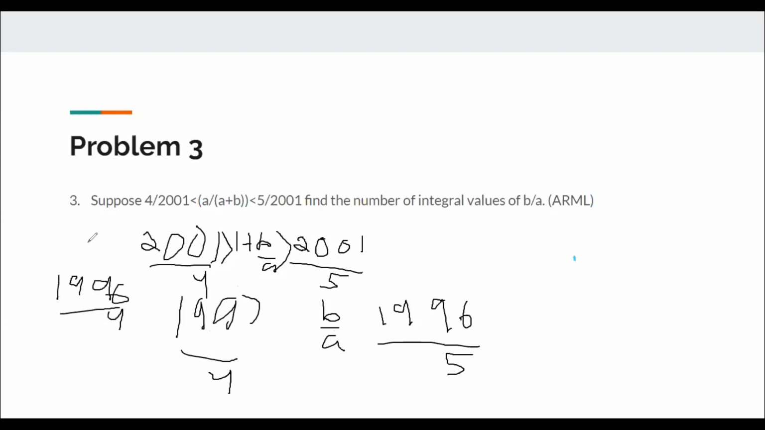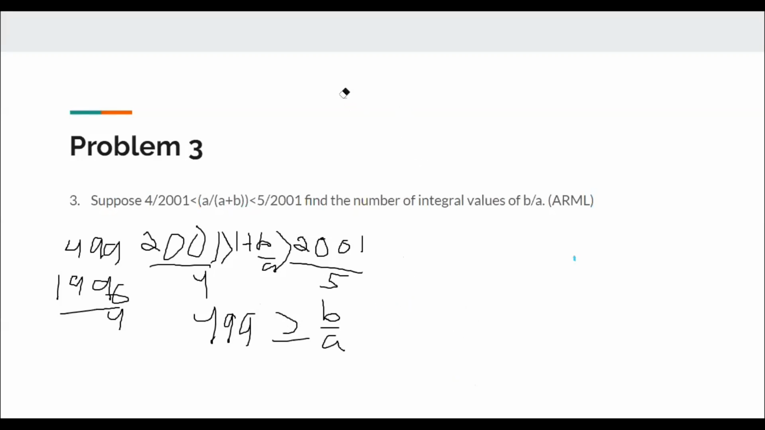1996 over 4, and that's just going to be 499. So b over a has to be less than or equal to 499 in this case. And then for this one, you can look for the integer that's closest to 1996 over 5 but greater than that. In this case, it's going to be 2000 over 5, which is just 400. So b over a is greater than or equal to 400.